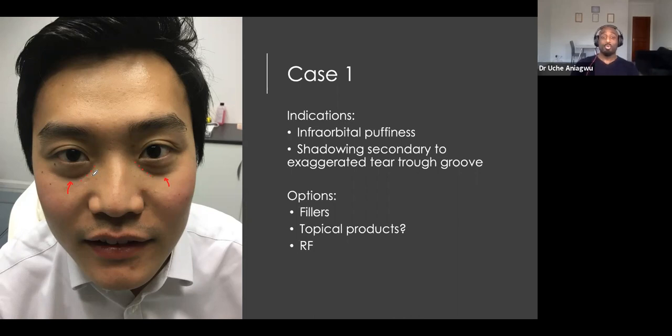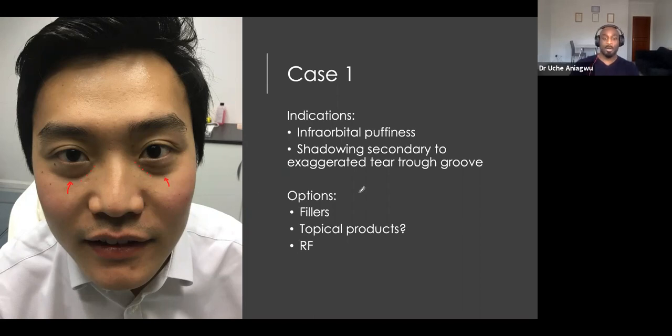Now, if you wanted to go one step further and really think about how you can help this young gentleman, then you could consider using RF, so radio frequency, which we spoke about earlier. That radio frequency can actually be used to help shrink the fat prolapse that he has under here, using something like Morpheus 8 or Accutite. So you have that option if you want to go that way.